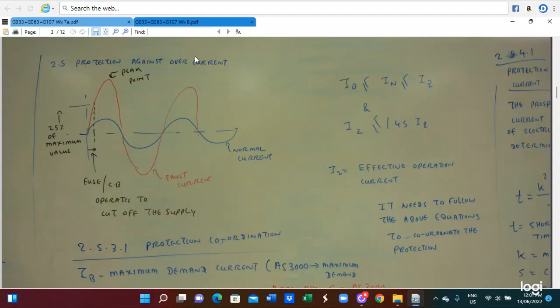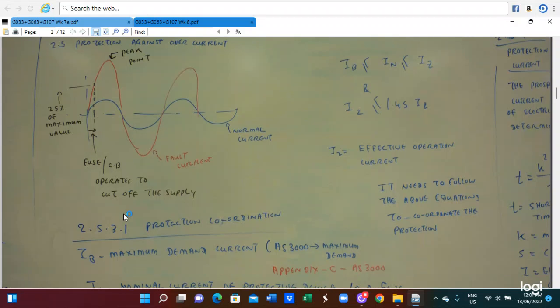So when there's protection against the fault, this is the normal. The blue color is a normal electrical wave, but the red color is a fault current wave. When the fault current is higher, it happens, so we have to protect against the fault. We cannot allow the fault current to reach a maximum point, because when the fault current reaches a peak point, the equipment has already been blown out. So the circuit breaker should disconnect the supply when the fault current reaches 25% of the supply. This is the way fuses and circuit breakers are designed to operate: they operate to cut off the supply.